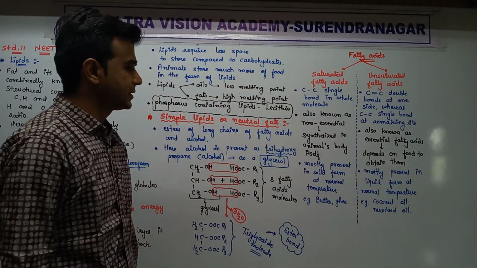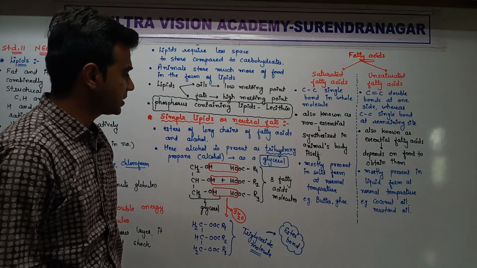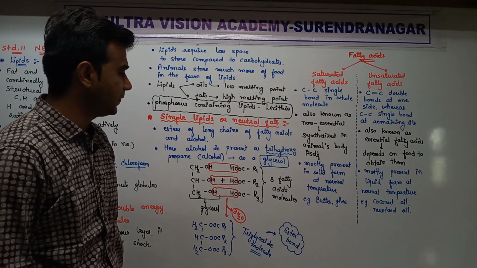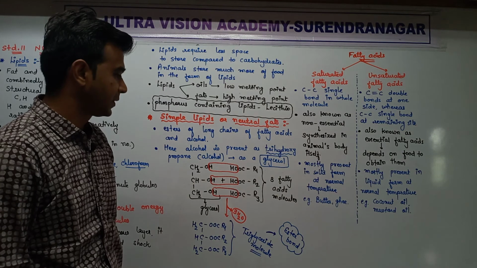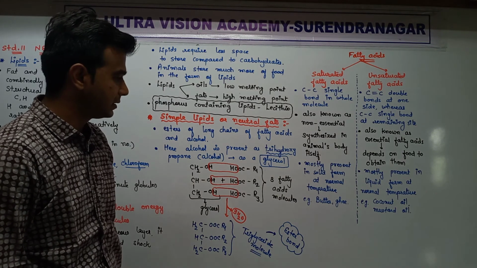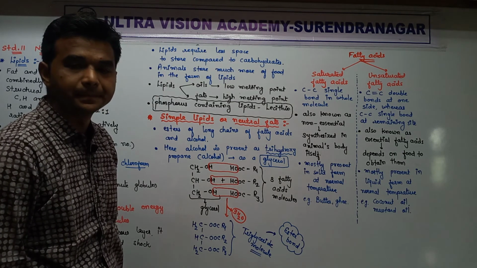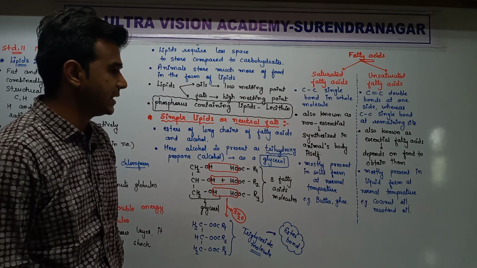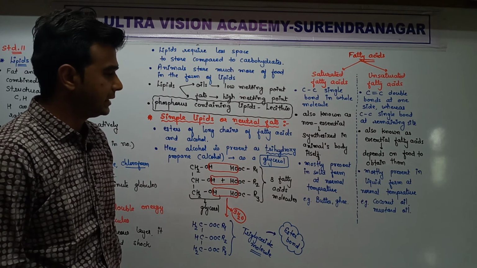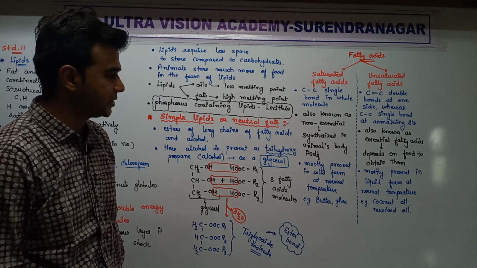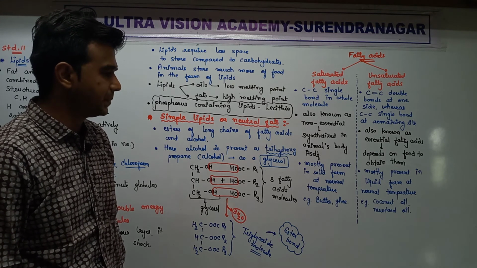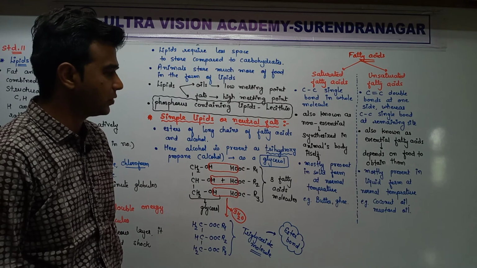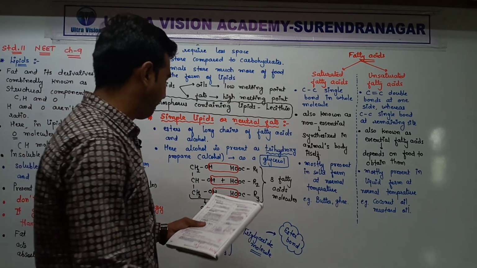Saturated fatty acids are mostly present in the solid form at normal temperature, for example butter as well as ghee. And unsaturated fatty acids are present in the liquid form at normal temperature, for example coconut oil, mustard oil. Fine?